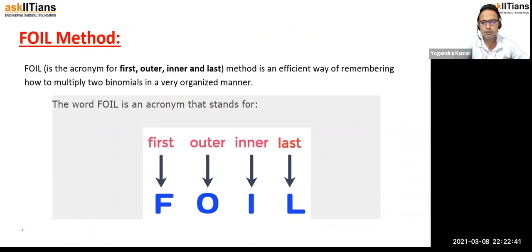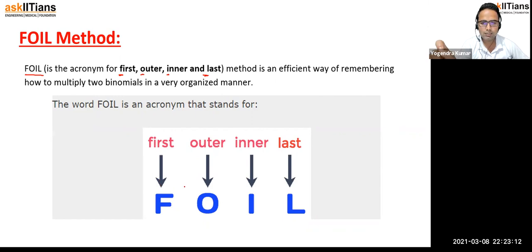As you can see in the definition here, the FOIL method is an acronym for first, outer, inner, and last. That's how the name is given. It is an efficient way of remembering how to multiply two binomials in a very organized manner. If you follow this method, you will get the proper result in the exact form which we want. So this is the FOIL method.